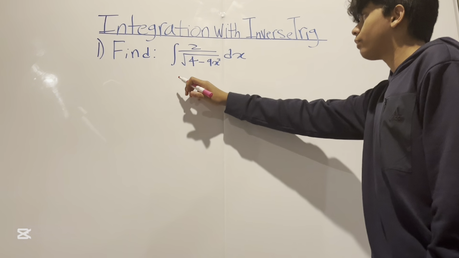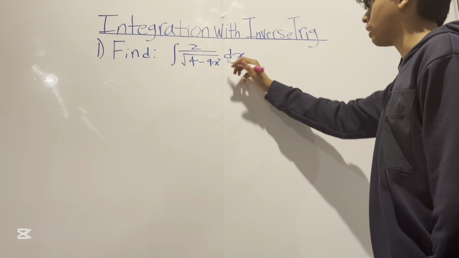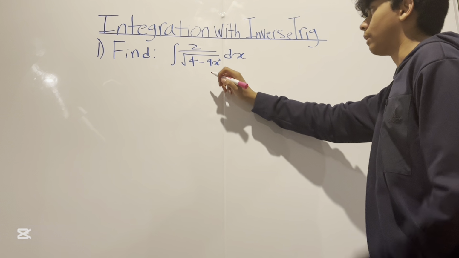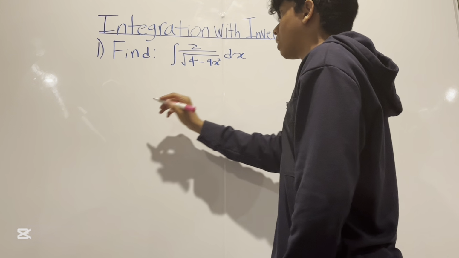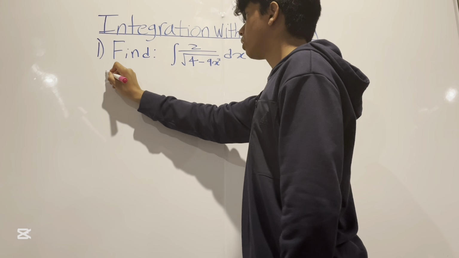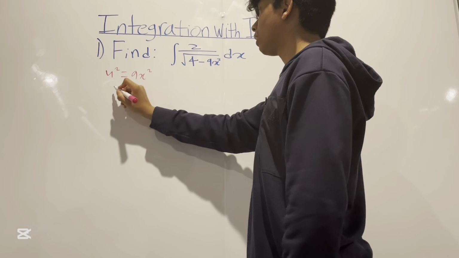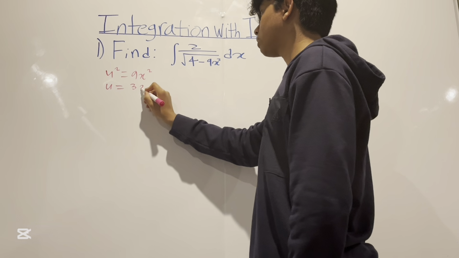Question 1: find the integral of 2 over square root 4 minus 9x squared dx. This looks really similar to arc sine. So what we're going to do is set this equal to a squared and this equal to u squared. So u squared is equal to 9x squared. If we take the square root, we have u equal to 3x.